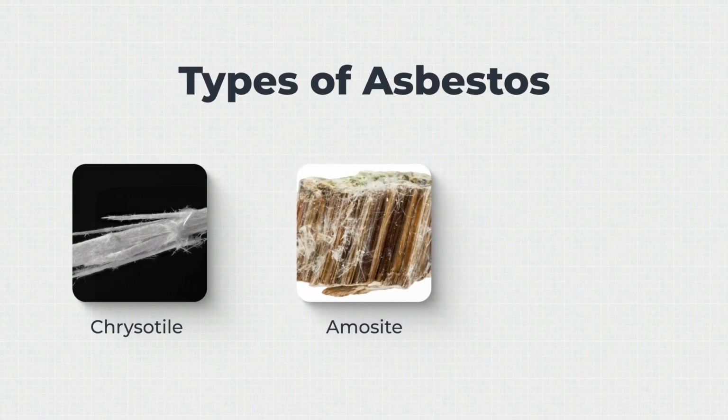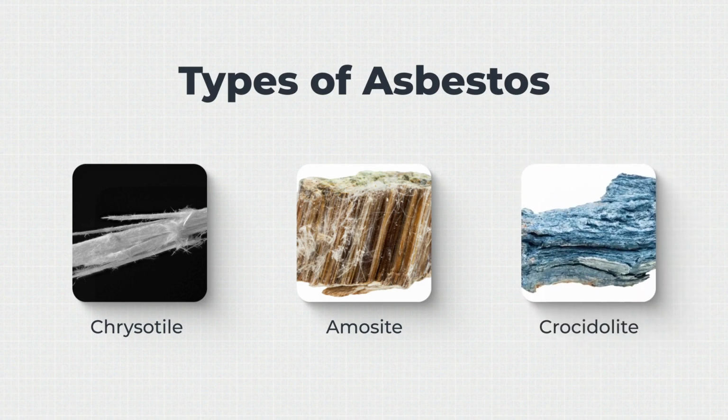Amosite, also known as brown asbestos. This form is more needle-like in its appearance and usually associated with lagging and insulation. Crocidolite, also known as blue asbestos, a fluffier and softer form of the material. It was often used for coating rather than insulation.